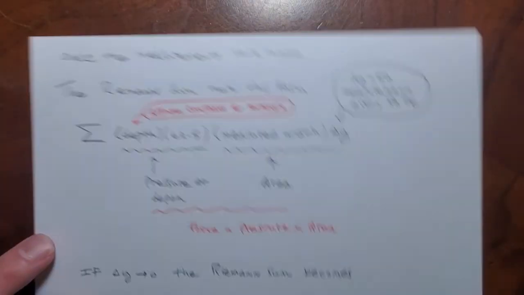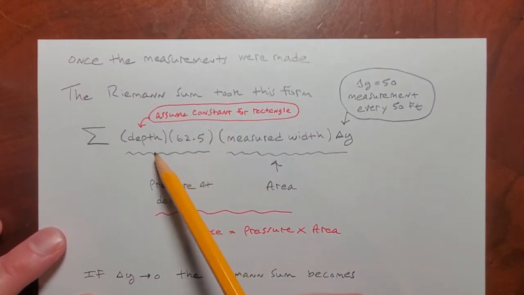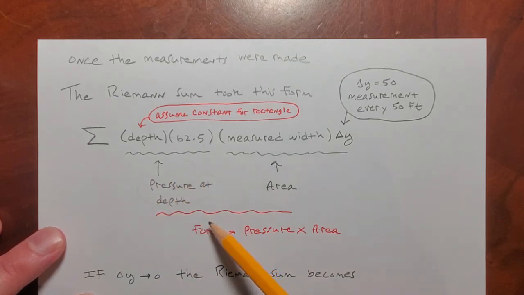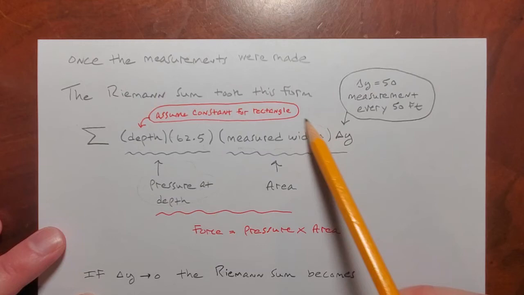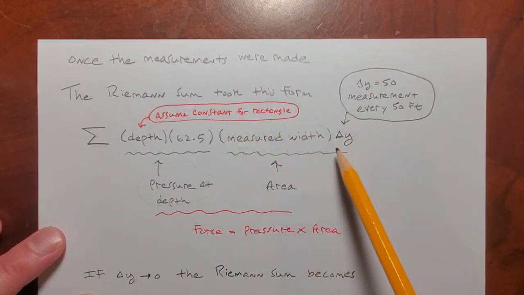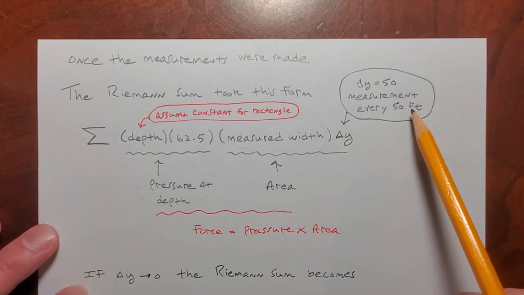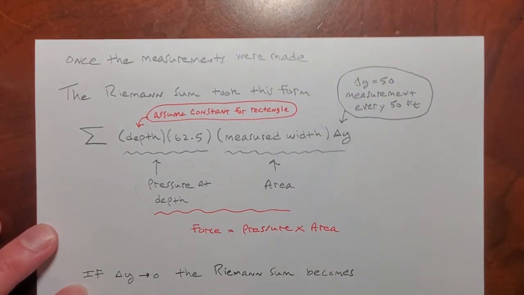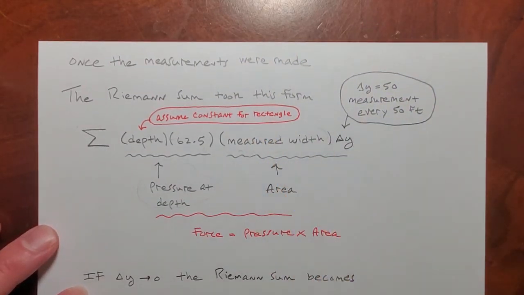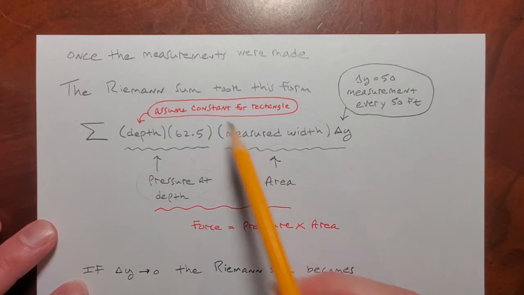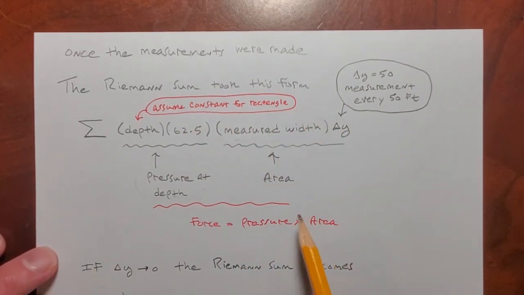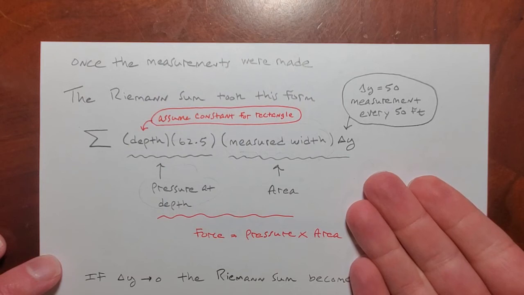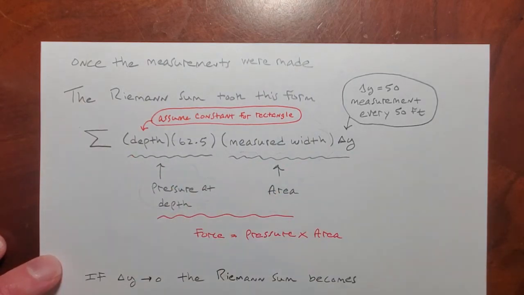So here's what we just did. The Riemann sum I just did was like this. I took the depth times 62.5 for each rectangle. That was the pressure at that depth. And then I took the measured width. Remember, the engineers measured the width at various points on the dam, times delta y. Delta y was 50. That was the vertical division of my measurements along the dam. The measured width times delta y was the area. Well, what's pressure times area, assuming pressure is constant for each rectangle? That would be force. Force is pressure times area. Now you do this for a bunch of rectangles, you add them all together, and that's a Riemann sum.